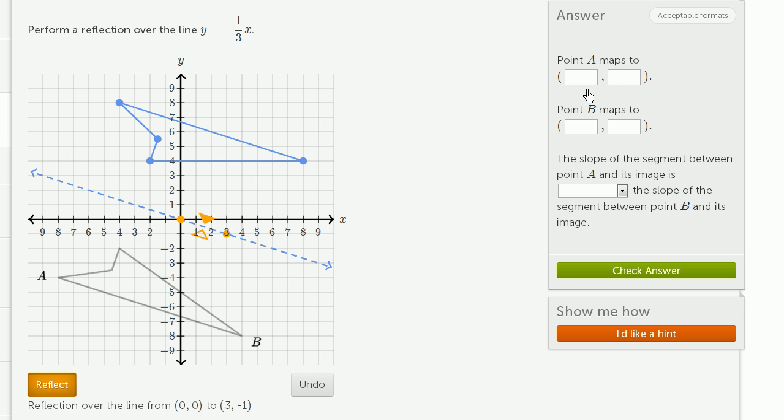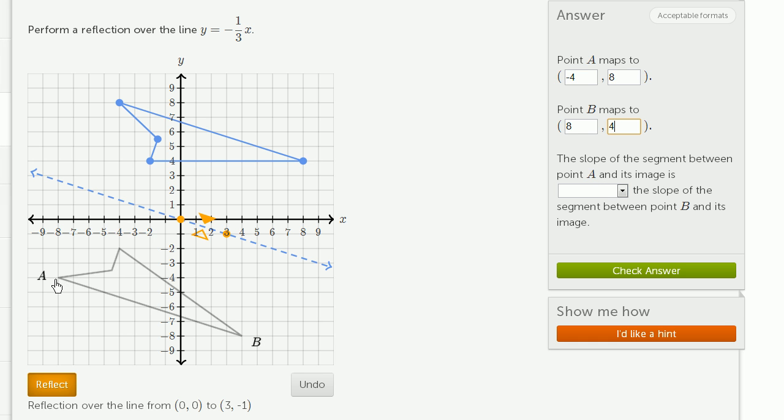So what does point A map to? Well, point A maps to this point right over there. And so that is the point negative 4, 8. And point B maps to this point, which is the point 8, positive 4. And then they say the slope of the segment between point A and its image.